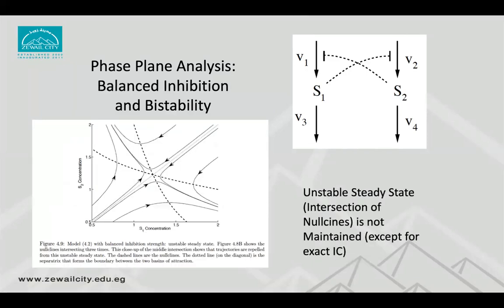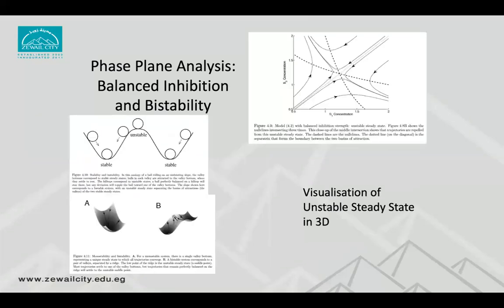If you look at it up close, you can see that very clearly. If I'm right here and I deviate at all, then I wind up going to one steady state or the other. So you can think of this as analogous to stable points and unstable points on a surface.